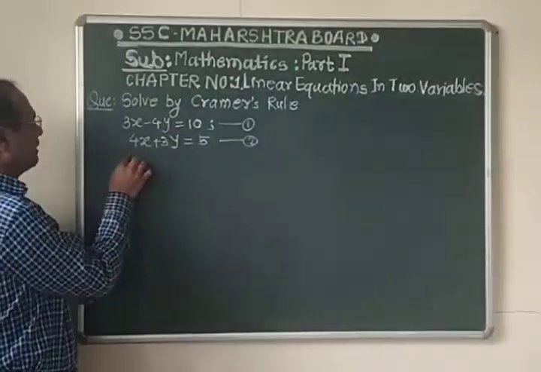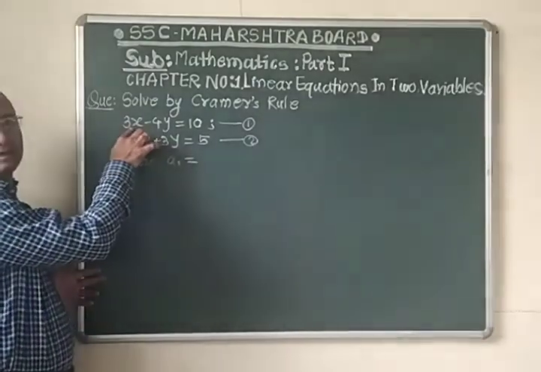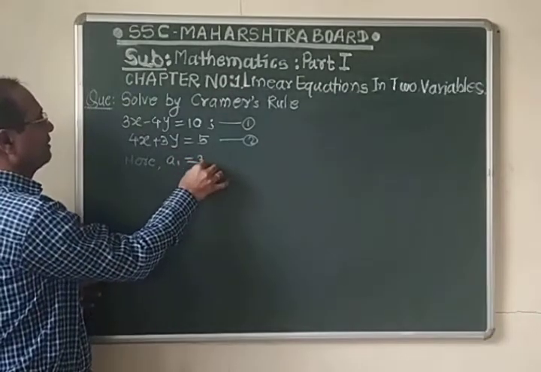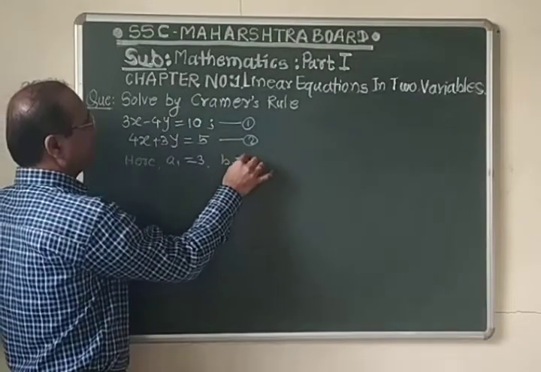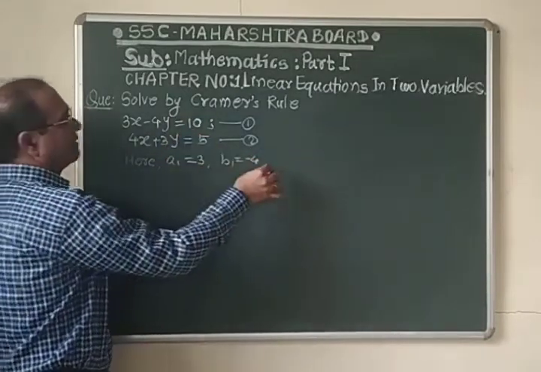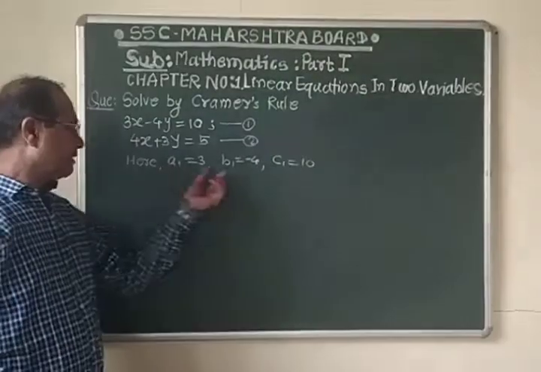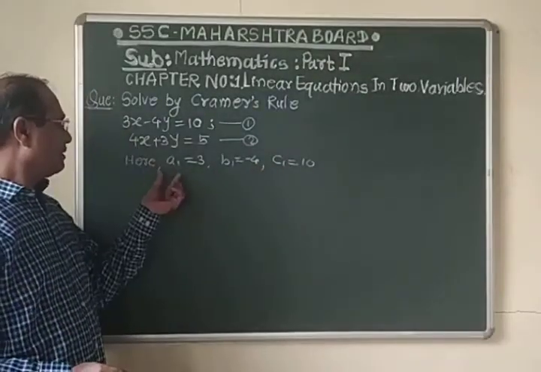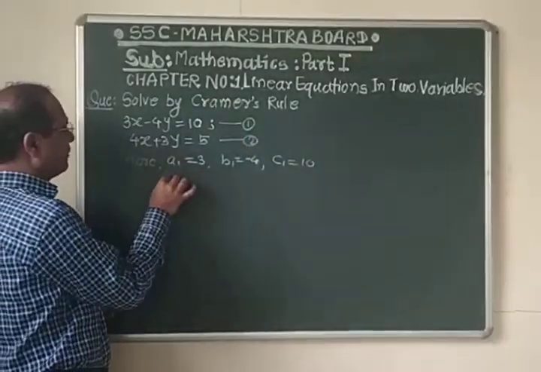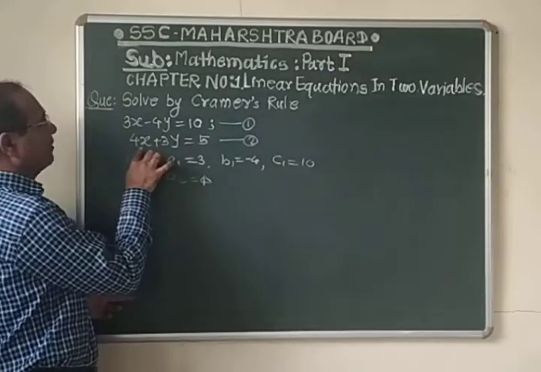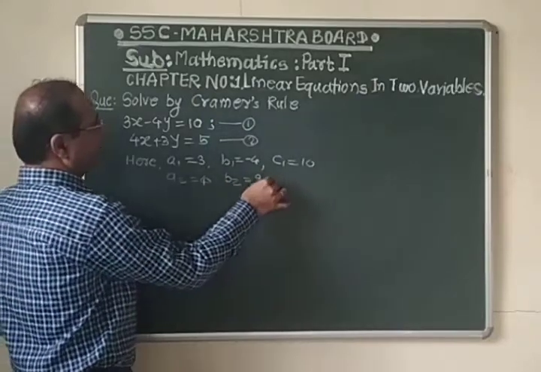And so we get here a1 equal to the coefficient of x, which is 3. The coefficient of y is denoted by b1, which is equal to minus 4, and the constant c1 is equal to 10, because all these are the constants or coefficients taken from equation 1. Similarly, a2 is equal to 4, b2 is equal to the coefficient of y, that is 3, and c2 is equal to 5.